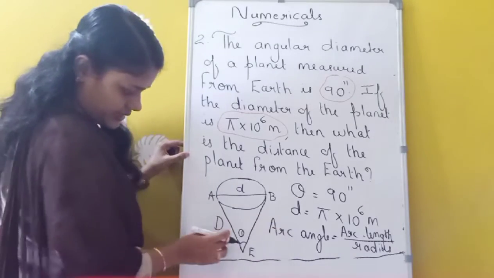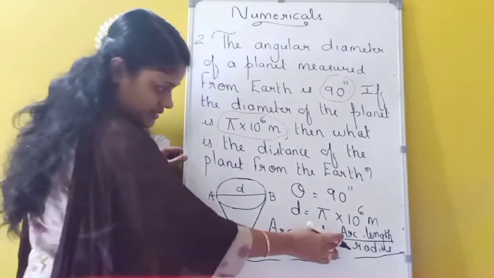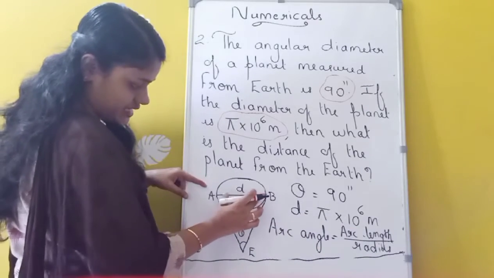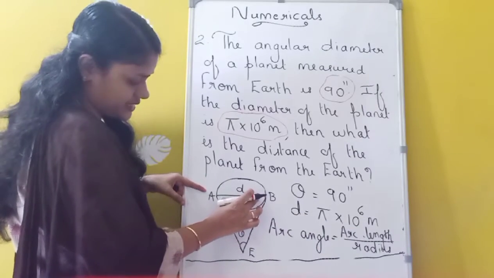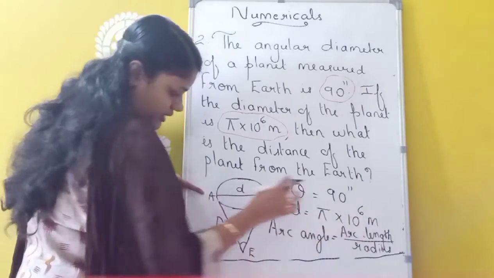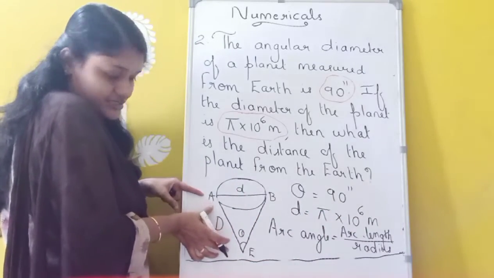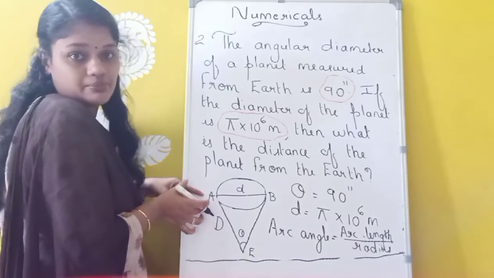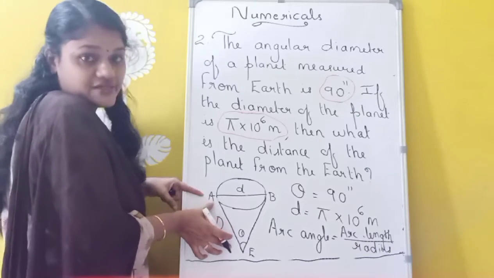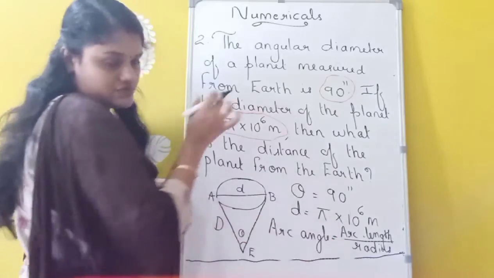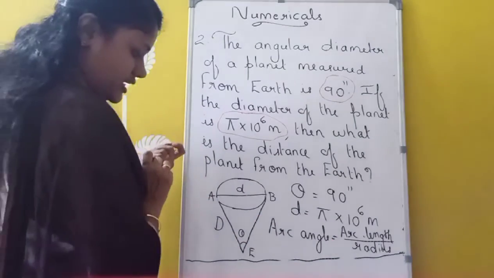So here arc angle means theta. Theta equals arc length, meaning this AB. This AB is considered as an arc here. So AB is taken as the arc length, that is d diameter, divided by radius, meaning this much distance, that is the distance of the Earth from the planet. So this D distance we have to find out using which formula? This one. Okay. So now we can substitute the values.